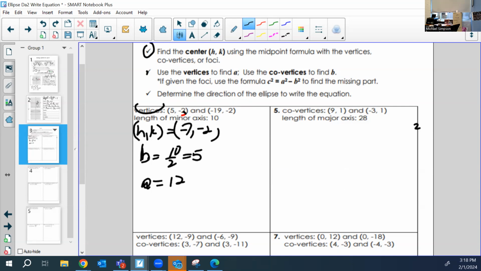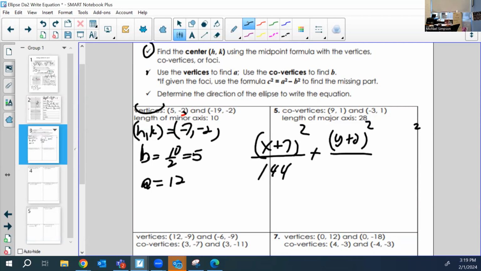Hopefully you get that. And so now I can write my equation. It's going to be x plus 7 squared over the a value squared, which is 12 squared, that's 144, plus y plus 2 squared over the b value squared, which is 5 squared, 25, and that's equal to 1.